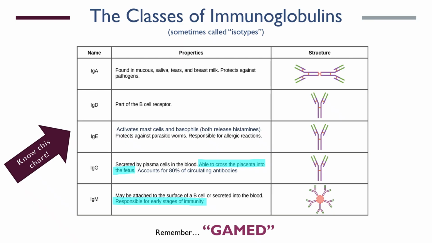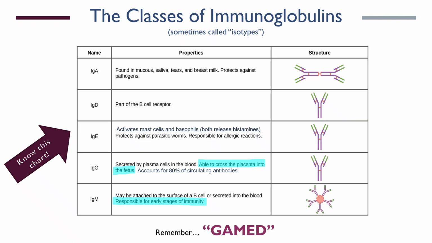IgA is found in fluids. So mucus, saliva, tears, breast milk, it protects against pathogens. IgD is part of a B cell receptor. IgE activates mast cells and basophils, both of which release histamines, and they protect against parasitic worms. They're responsible for allergic reactions.